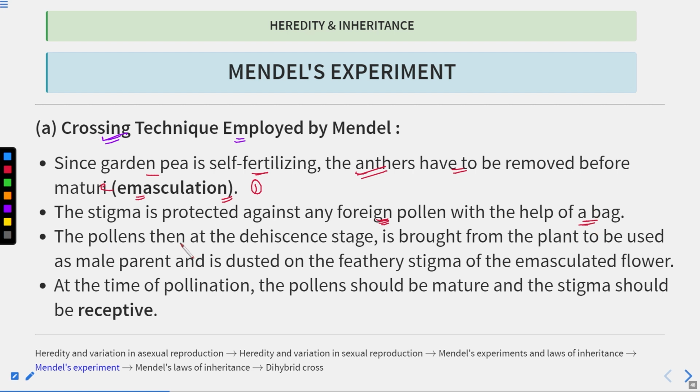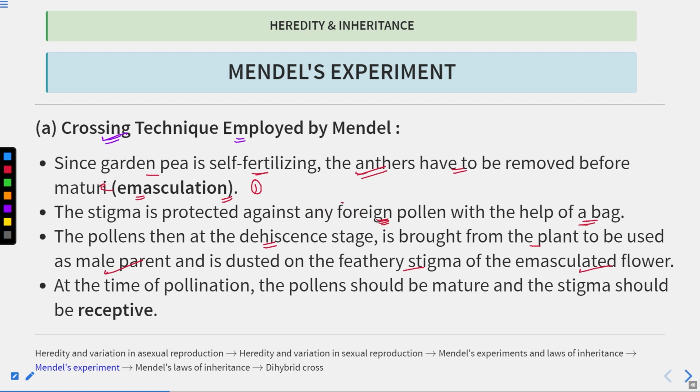The pollen at the dehiscence stage is brought from the plant to be used as the male plant, and it is dusted on the stigma of the emasculated flower. Clear? So initially, what was the first step? Emasculation. In the second step, what was done? The cross pollination was prevented.